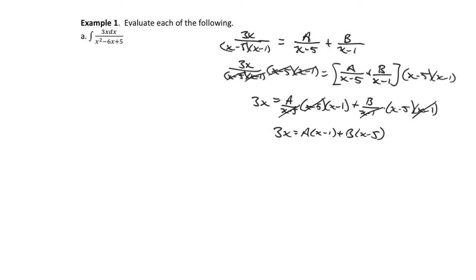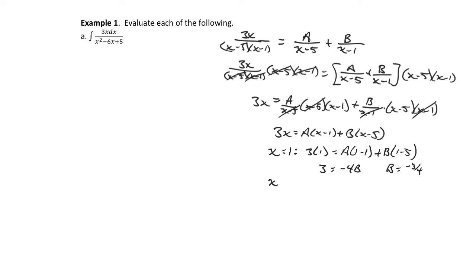In particular, it should be true when x is equal to 1. Why am I picking on 1? Because if I pick 1, then x minus 1 becomes 0, and a is no longer a part of the equation. So let's try that. x equals 1. We have 3 times 1 equals a times (1 minus 1) plus b times (1 minus 5). 3 times 1 is 3. This first term is 0, and we get negative 4b. So b is negative 3/4.